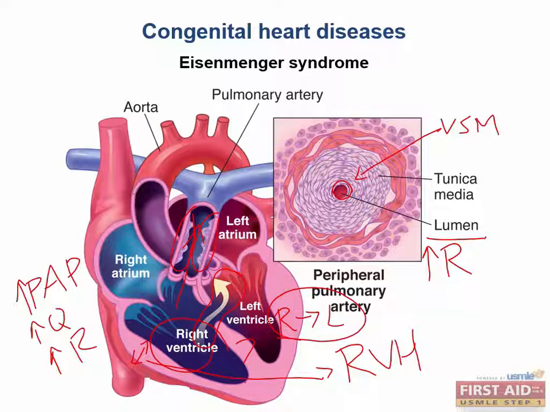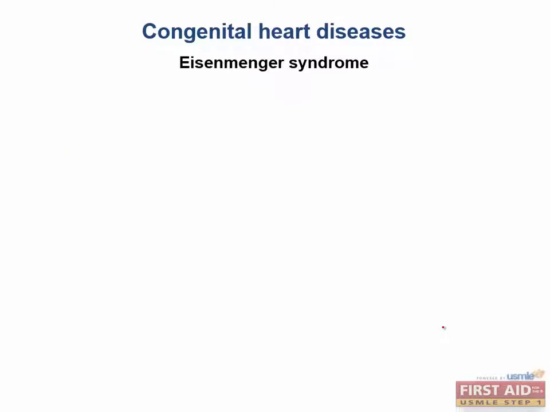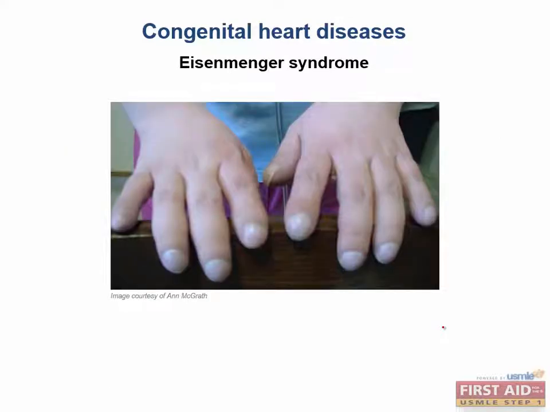This process takes time. This is why Eisenmenger syndrome is late cyanosis. You see symptoms such as clubbing. Now, what is clubbing and how does the low oxygen tension in the blood lead to this?